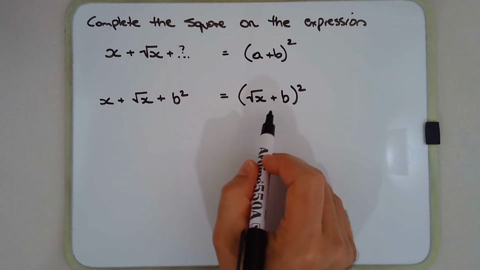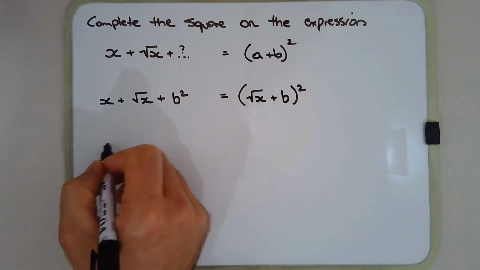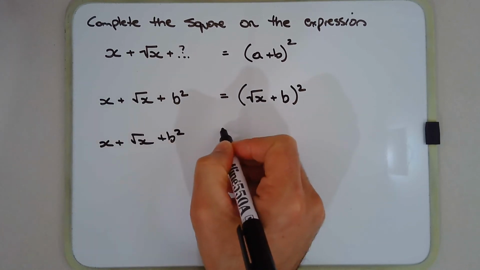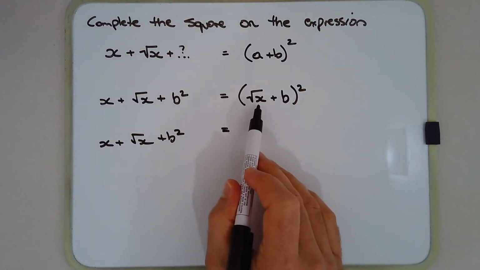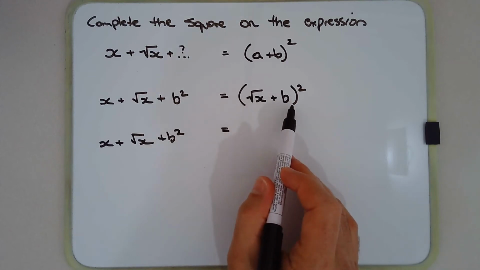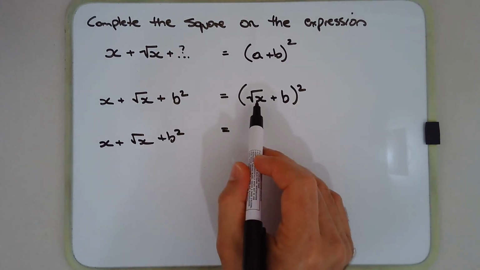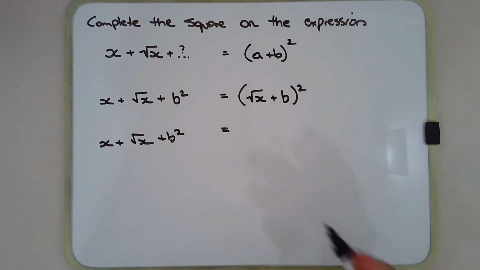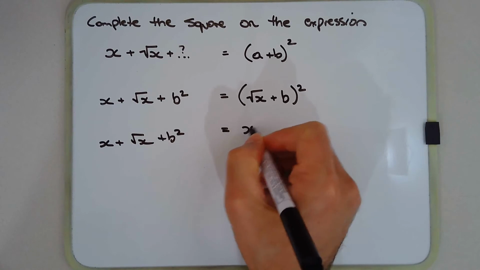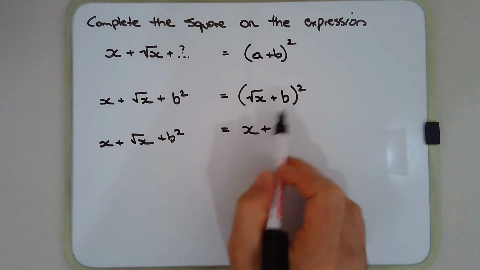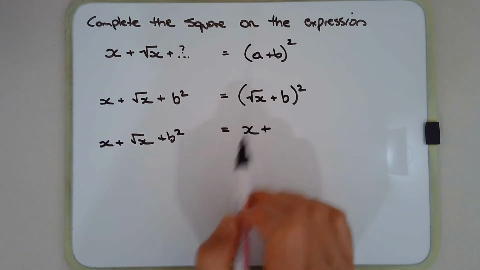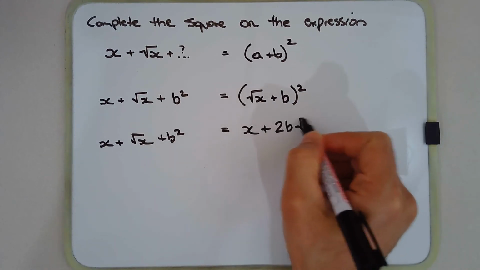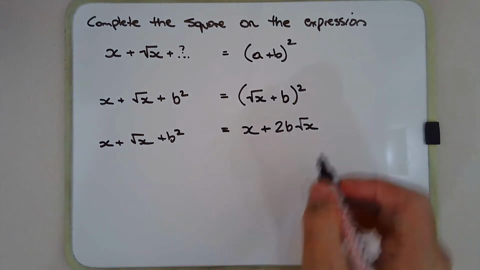Now from the right hand side, let's expand this. So x plus root x plus b squared is equal to, now let's expand square root of x plus b, all squared. So square root of x all squared, hopefully we know how to expand a perfect square binomial. That's going to be x plus twice the product of the terms inside the brackets. So that's going to be 2b root x plus b squared.